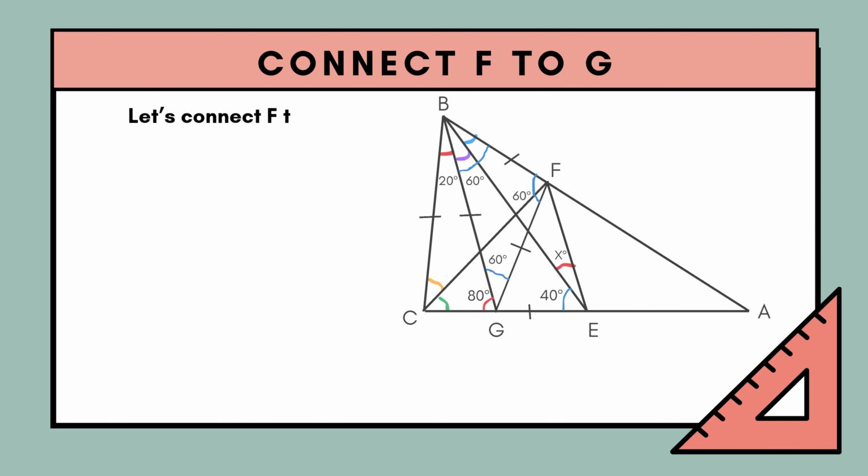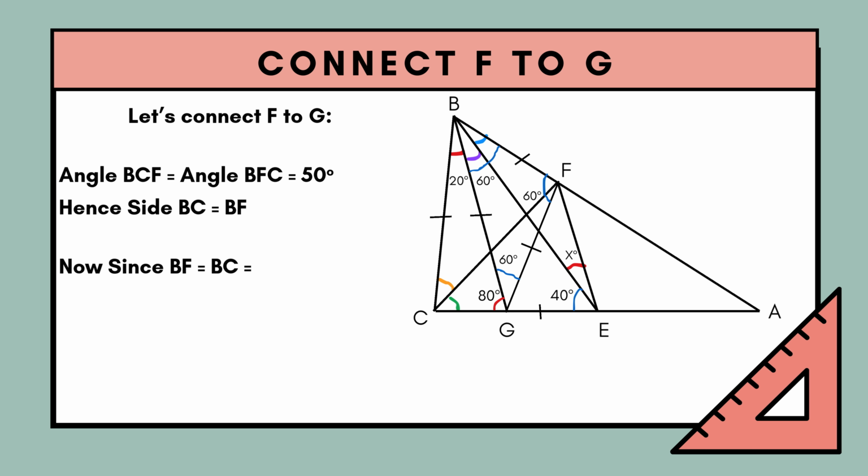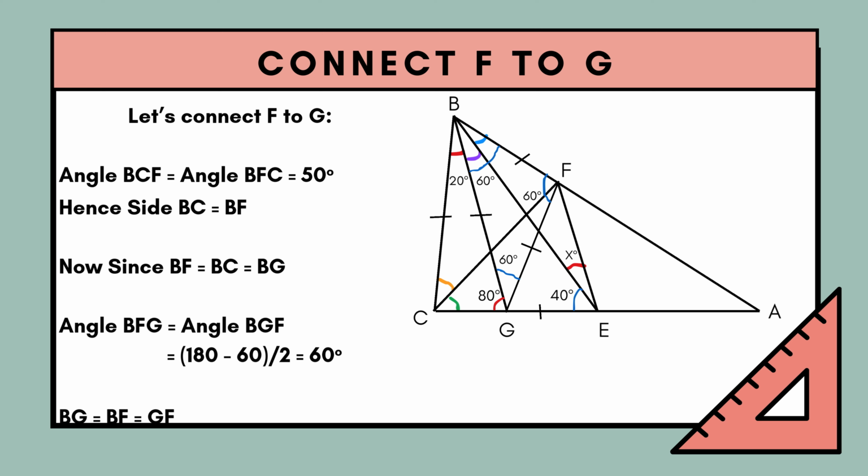Now we connect F to G. Since side BC equals BF equals BG, angle BGF is equal to angle BFG. And since angle FBG equals 60 degrees, both angles will be equal to 60 degrees and form an equilateral triangle, which means BG equals BF equals FG.